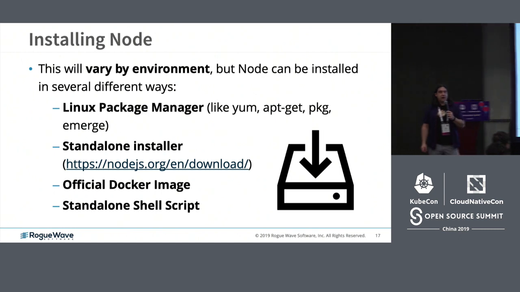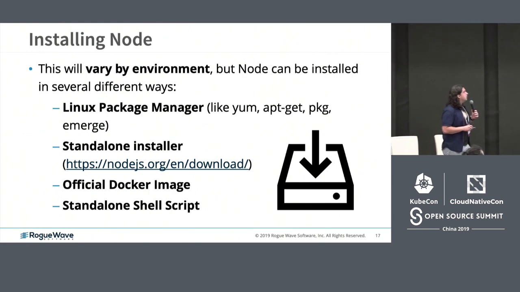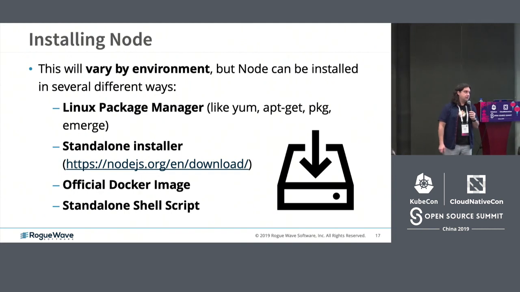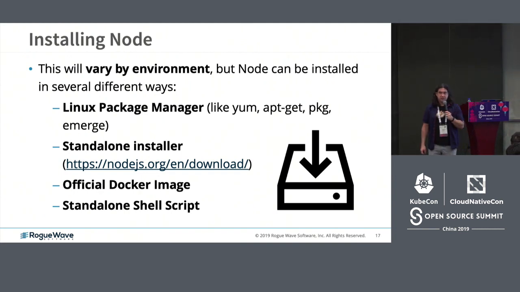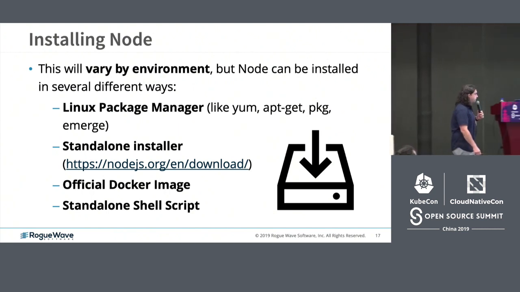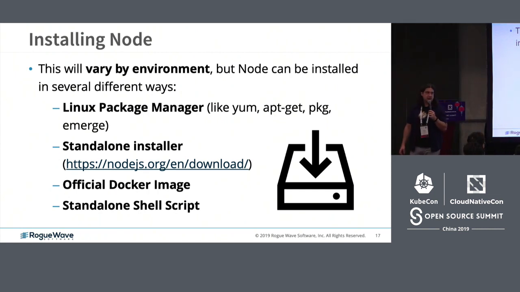Okay, so how do we actually get Node going on your system? Well, it kind of depends on your operating system. If we're using Linux, which you probably should be, most of these open source technologies were built with Linux in mind and then maybe backported to a Windows environment. Mac is kind of the exception, right? We're running BSD, so it's Unix-y enough. It does run on Windows, but, you know, why? There is an official Docker image as well, and a standalone shell script installer. So many, many options to install it.